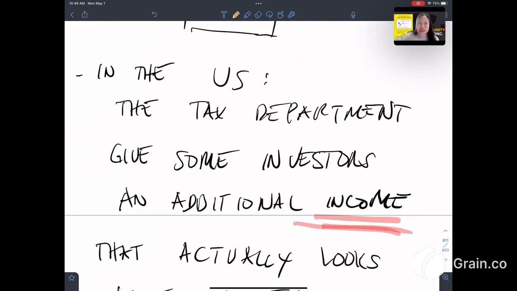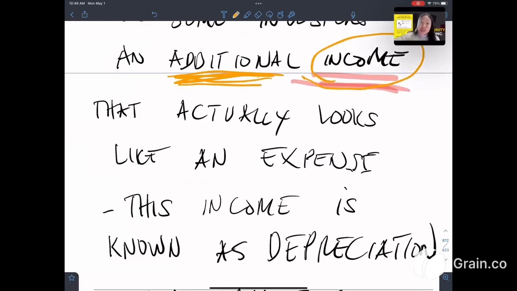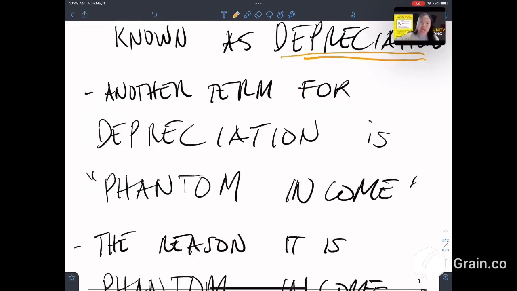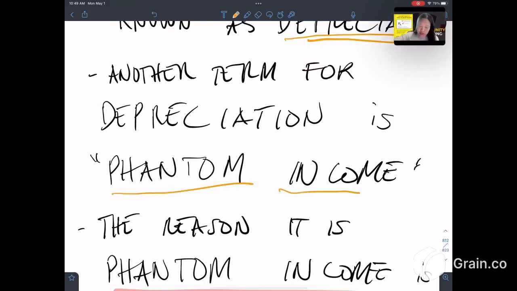So in the USA, the tax department gives some investors an additional income. It's additional income that actually looks like an expense. It looks like an expense, but it is an additional income to the investors. Now, this income is known as depreciation. Another term for depreciation is phantom income.